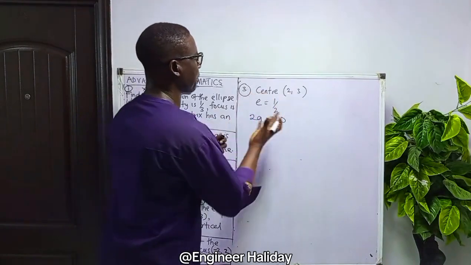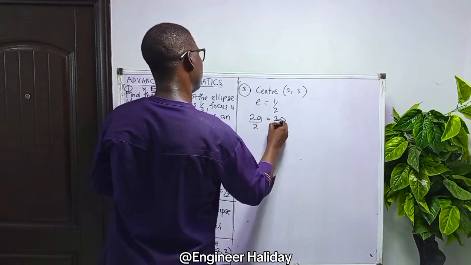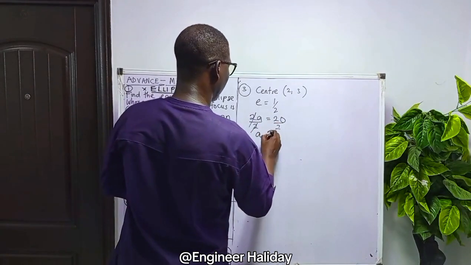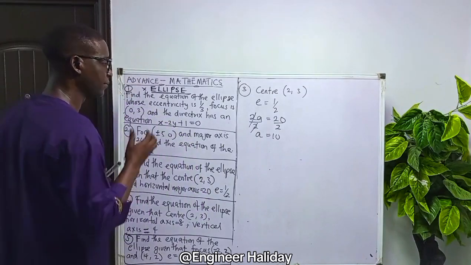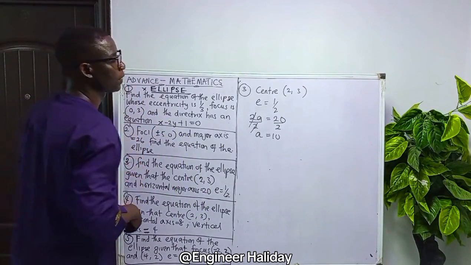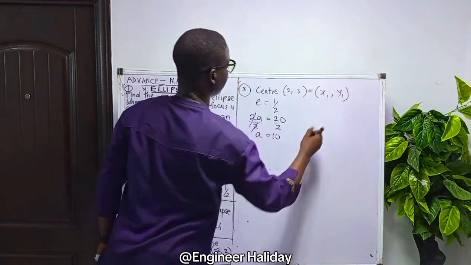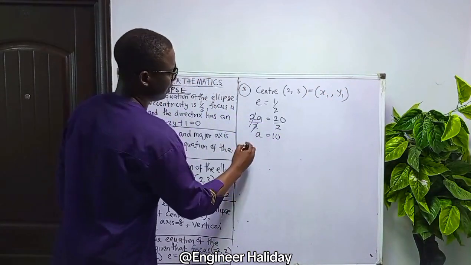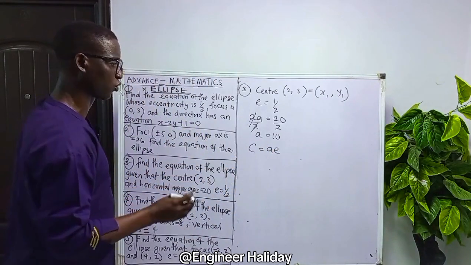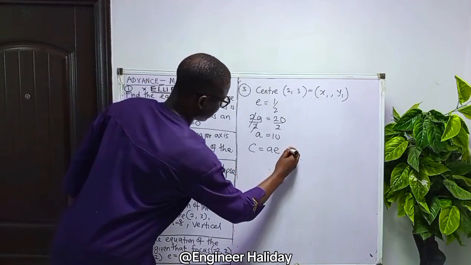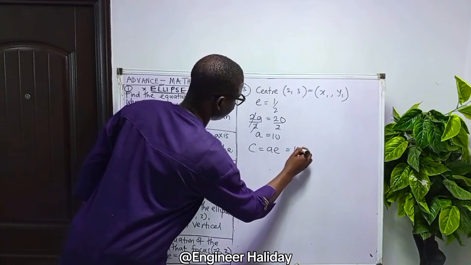Now, as I said before, these are the parameters given to us. 2a is equal to 20, so we want to have a equal to what? 10. Now, having gotten that a equals 10, we know our center, which is (x1, y1). I gave you c equals ae in our video. Go and watch the video again, study the analysis of ellipse.